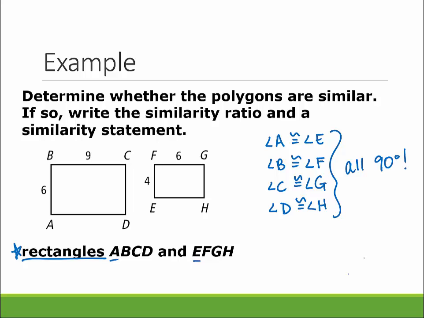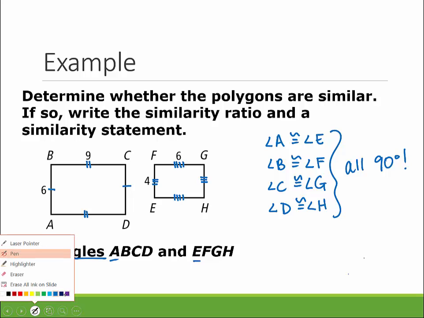So then the next thing we have to do is match up the sides. Again, remember, because this is a rectangle, I know that this side and this side have to be congruent, and the same thing with these, and the same thing over here. This and this and this and this. So I want the corresponding sides to be proportional.